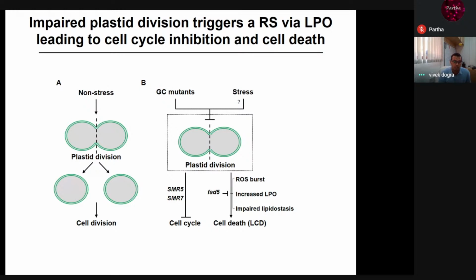So this is the model we worked out to show that plastid division happens in non-stress conditions and leads to cell division. In the cell cycle, before the S phase, the plastid and mitochondria already undergo division, so this is a prerequisite. The cell will not divide if the plastid or chloroplast does not divide. Under stress conditions, we thought plastid division is affected because of the disturbance in the chloroplast, and this leads to cell cycle arrest and activates cell death via lipid oxidation.